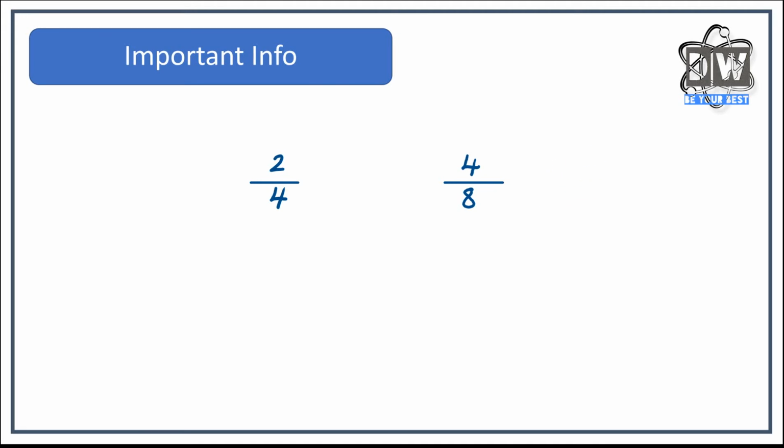But some of them are a little bit more difficult. So what we do is we say, okay, can I get 4 to 8? And the answer is yes. I would times 4 by 2 to get it into 8. Whatever I do to the bottom, I need to do to the top in fractions. So if I times 2 by 2, I would get it to 4. So we know that these are equivalent, and we can very simply say, yeah, they're equivalent, happy days.